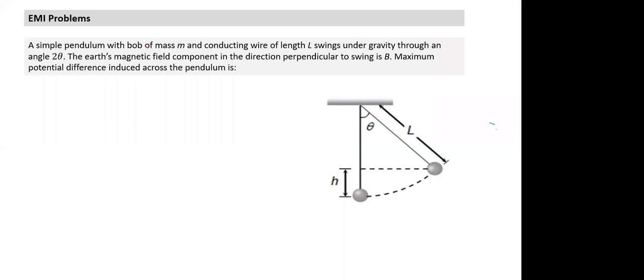The question was like this. A simple pendulum with a bob of mass m and a conducting wire of length L swings under gravity through an angle of 2 theta, so theta on one side and theta on the other side. It swings like this. Earth's magnetic field component in the direction perpendicular to the swing is B. Again, the direction of the field is not given, and it is not relevant, because these questions are only related to magnitude. Find the maximum potential difference induced across the pendulum.